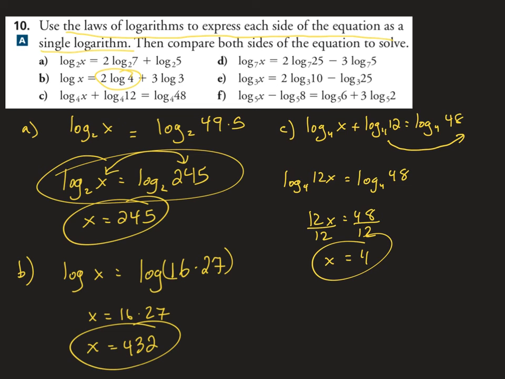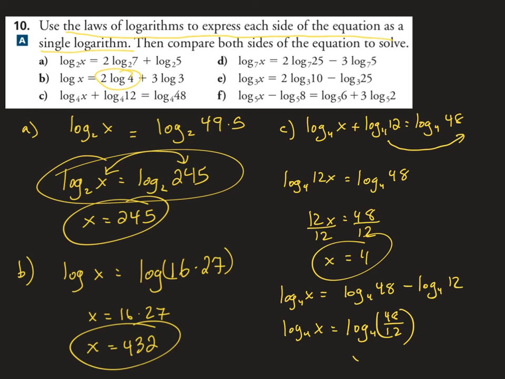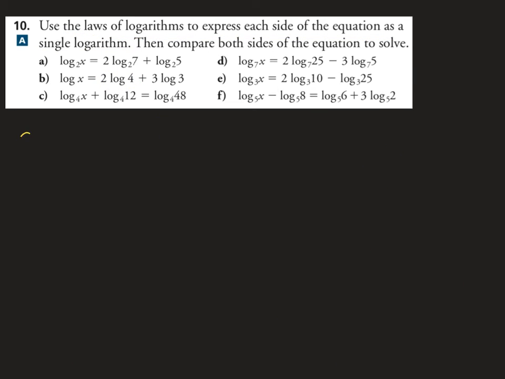So just so you understand what I was saying before, I would have done log base 4 of x equals log base 4 of 48 minus log base 4 of 12. I would have brought that over first. And so we could say log base 4 of x equals log base 4 of 48 over 12, and so x equals 48 over 12, which is 4. So you'd get the same answer. It actually didn't make it that much easier in the end. Perhaps it didn't make it easier at all.